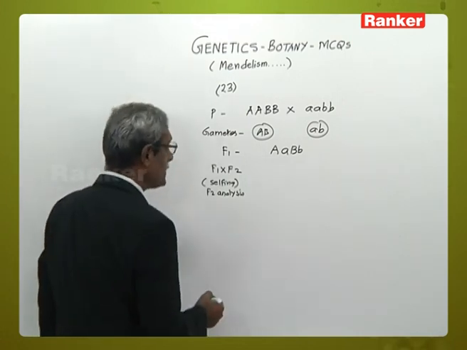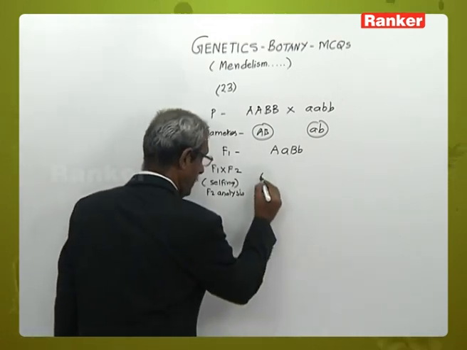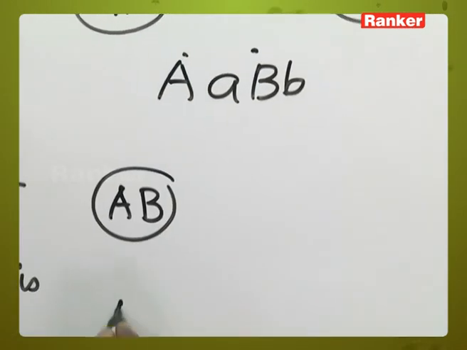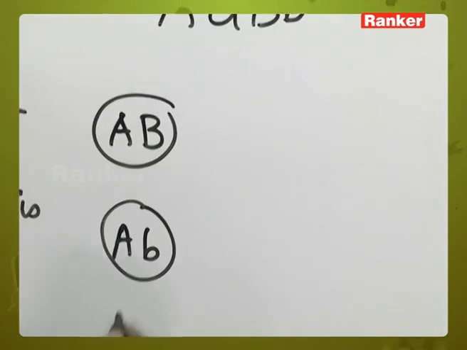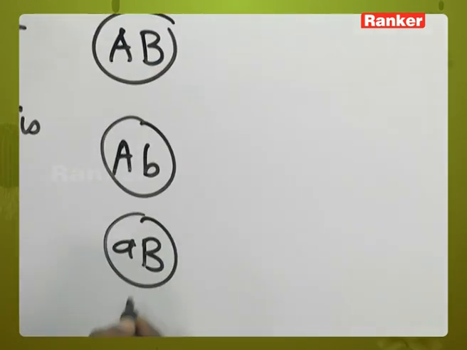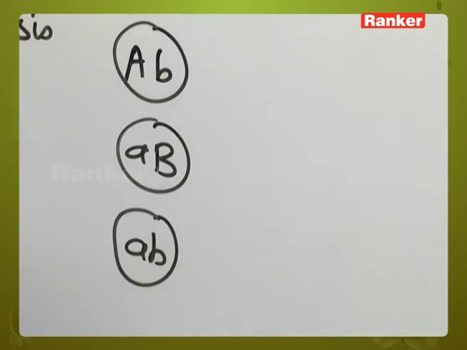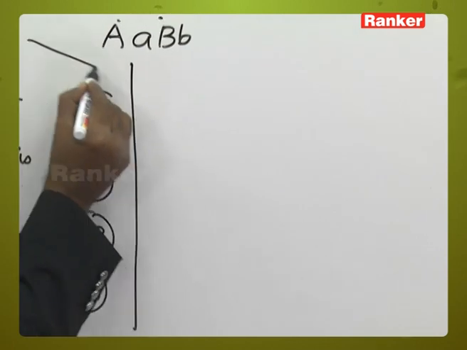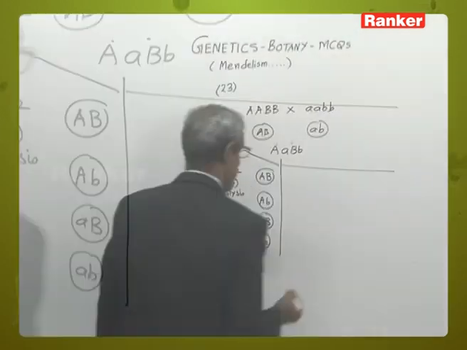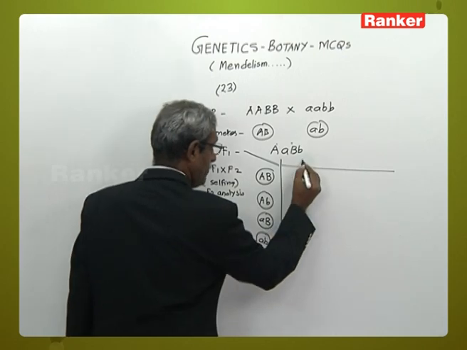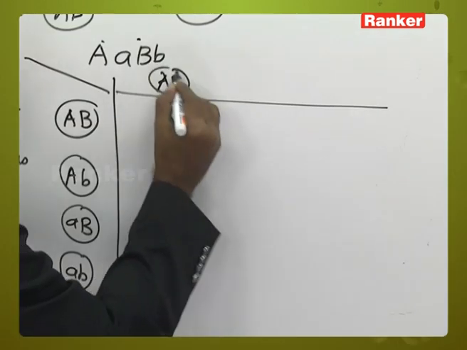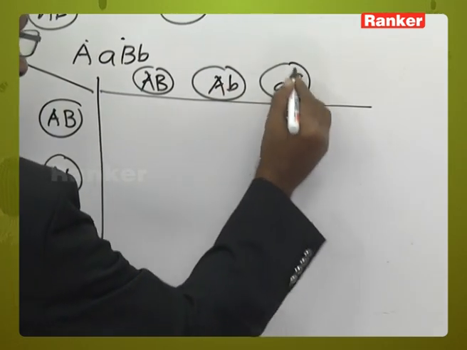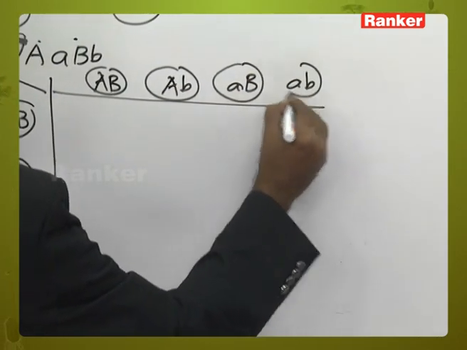In an F2 analysis, we have a capital AB on one side, capital A and a small b on the other side, small a and a capital B, and a small a and a small b. This is from the pollens. And again, on the X side, we have a capital AB, we have a capital A and a small b, and a small a and a capital B, and a small a and a small b.